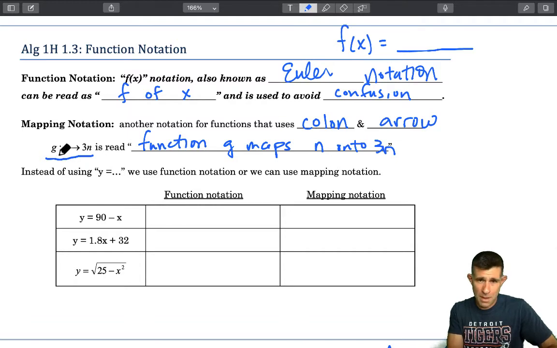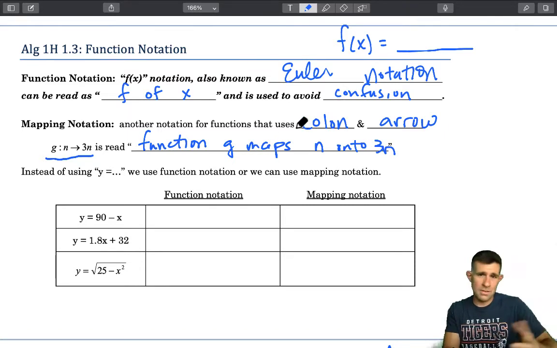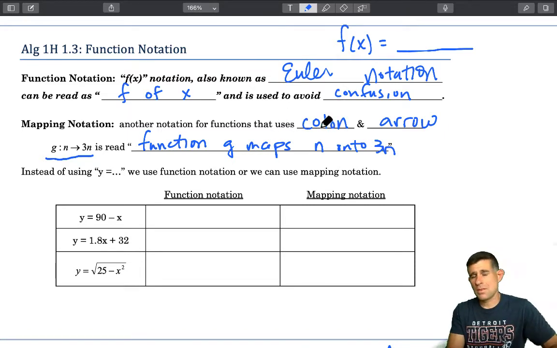Now, another type of notation was mapping notation. Mapping notation is another form of function notation. We're going to be using these interchangeably, but it replaces the parentheses and the equal sign with a colon and an arrow. It looks just like this: g colon n arrow 3n. And it's read as the function g maps n, the independent variable, onto 3n. In other words, it's taking each input and tripling it. All right, so instead of using y equals throughout the course of the year, although we'll use that quite often, we are also going to use this function notation and mapping notation. So let's take a second to compare and contrast those.